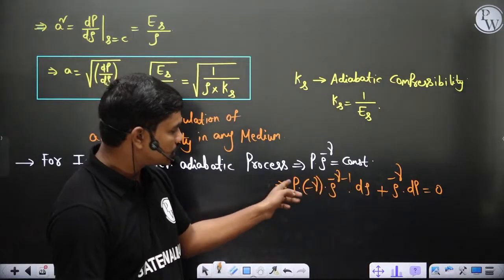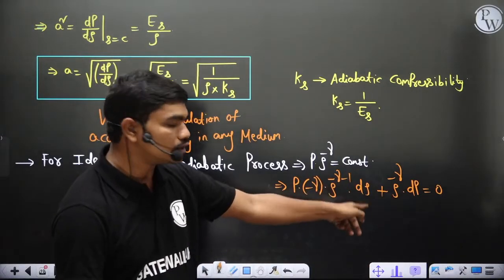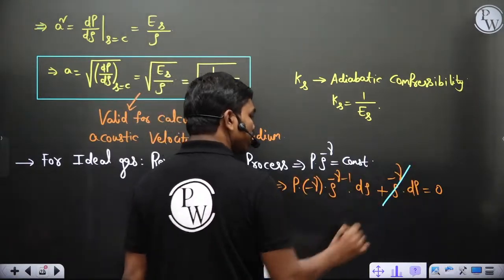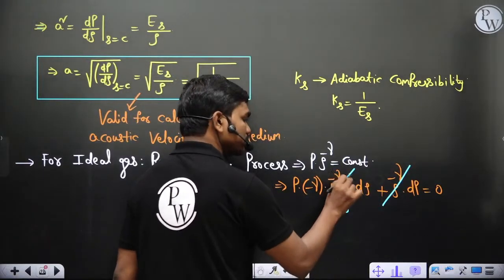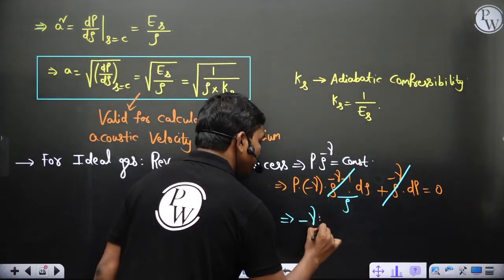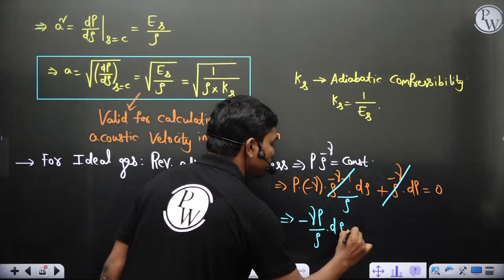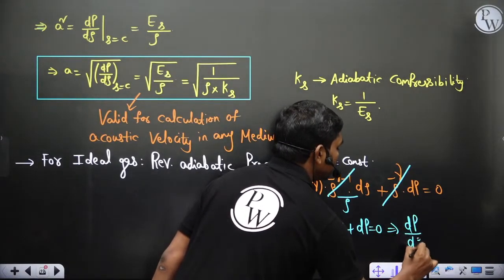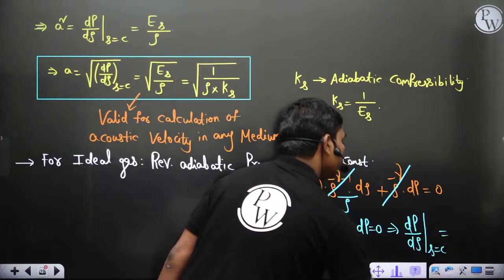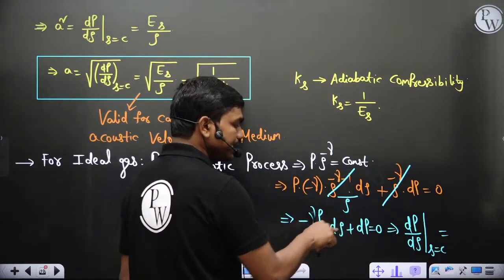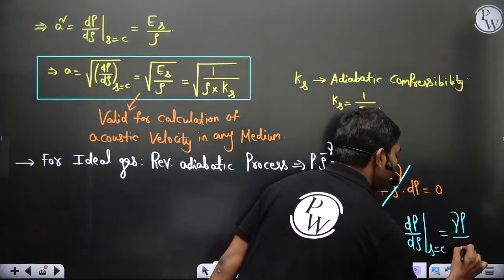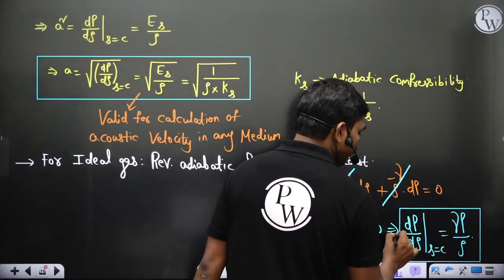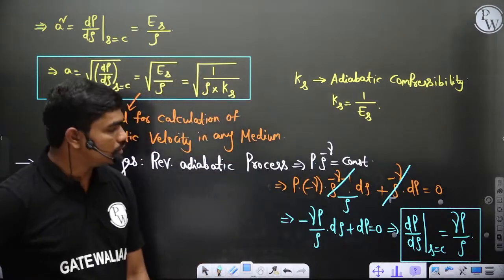So if you differentiate this stuff, P into minus gamma rho power minus gamma minus 1 d rho plus rho power minus gamma into dP. Just differentiation. Now if you cancel this rho power minus gamma, you will end up with the density because of this minus 1. So you can see minus gamma P by rho d rho plus dP is equal to 0. So this implies dP by d rho in this case, where isentropic, because reversible adiabatic, this dP by d rho is nothing but gamma P by rho actually. So that's how this quantity is defined: dP by d rho is equal to gamma P by rho by simple differentiation.